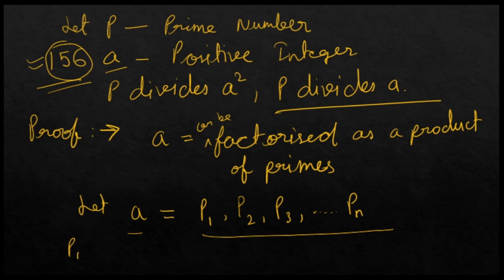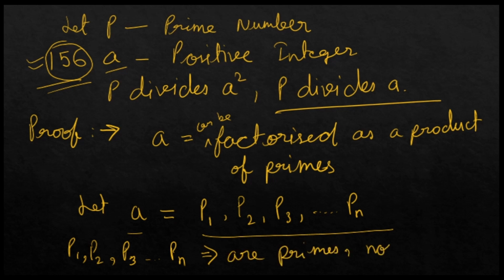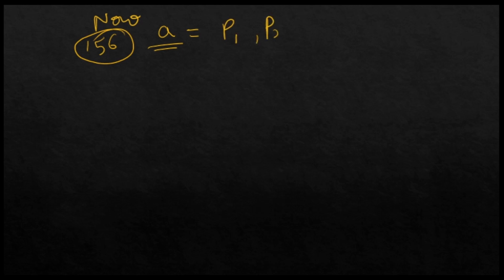But note this: P1, P2, P3 to Pn are primes. That's true. But not necessarily distinct. They can be the same, can be different. Now we know the prime factorization of positive integer A: A equals P1, P2, P3, P4 and so on till Pn.